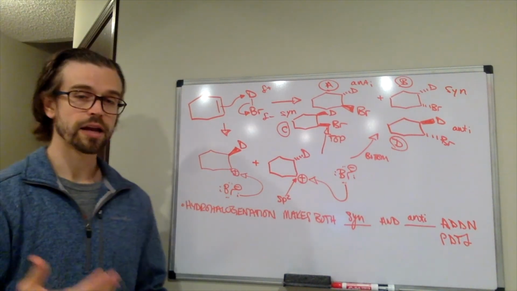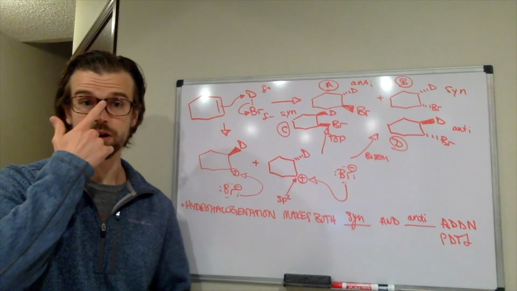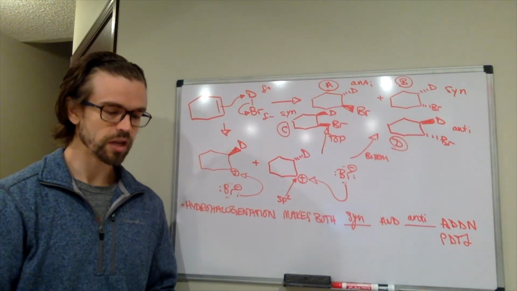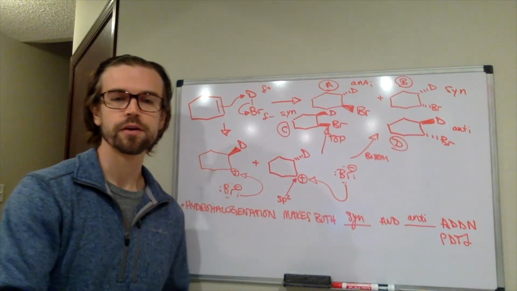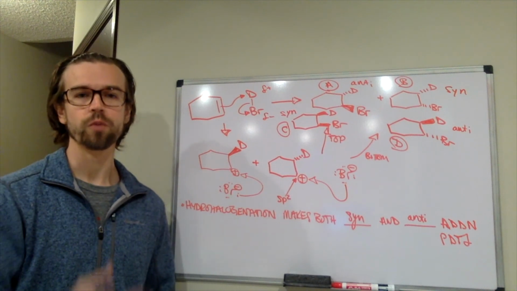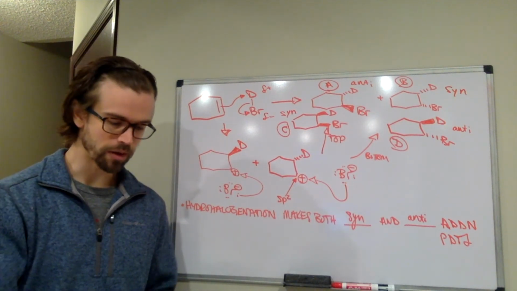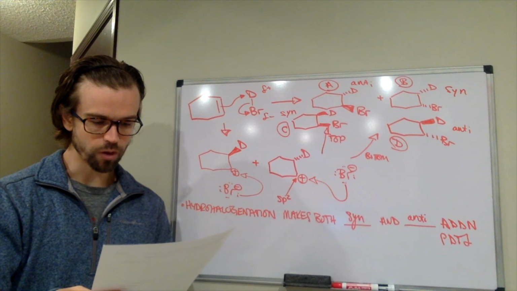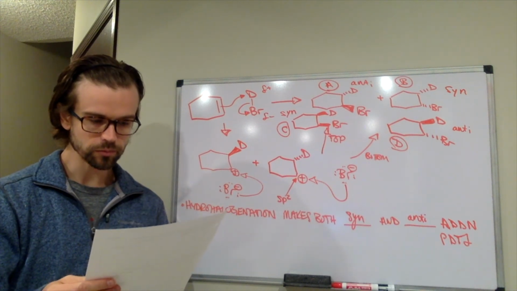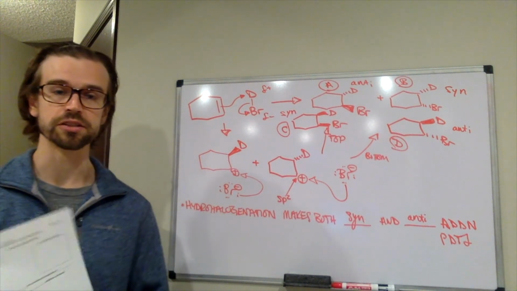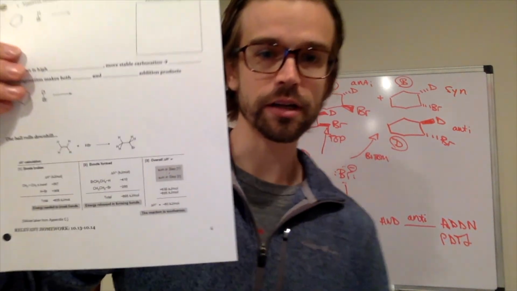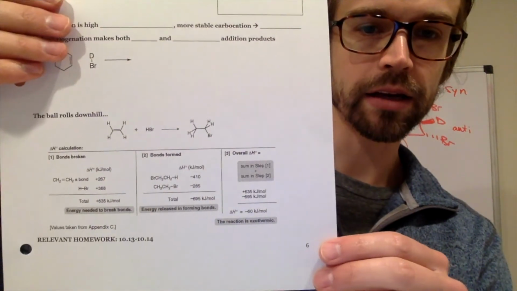In our two rules of organic chemistry, negatives flow to positives and the ball always rolls downhill, we said, how do we know that the ball is rolling downhill? Well, we're getting rid of a weak pi bond and making strong sigma bonds. And we can also quantify that by looking at bond association energies. So that's what I've put into the course note packet.